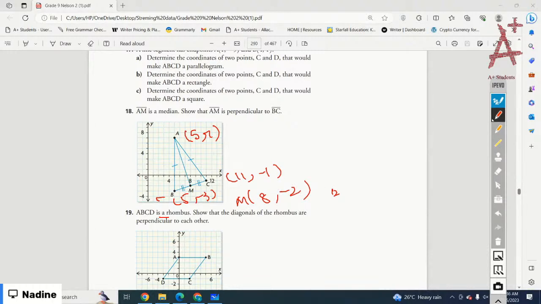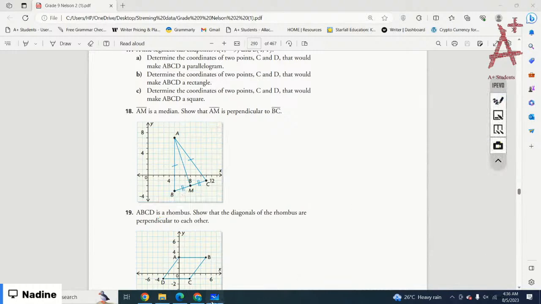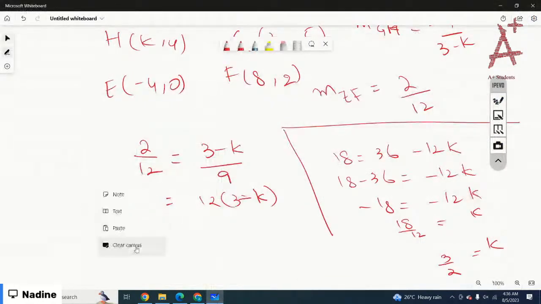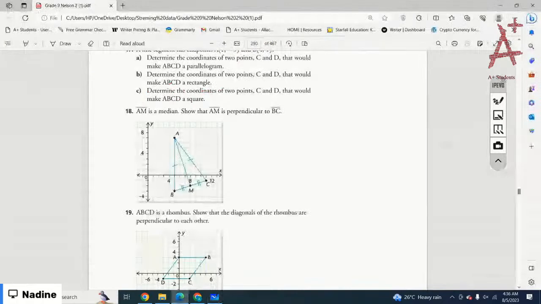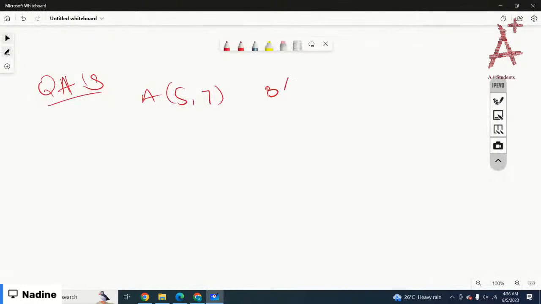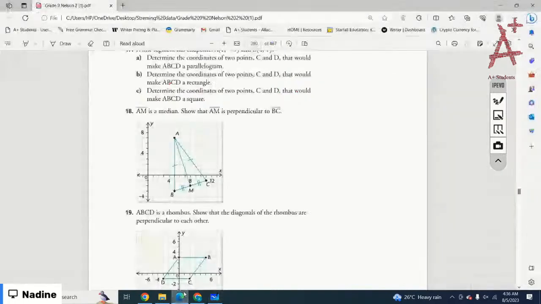A is 5, 7. Let me just write them down on board. A is 5, 7. B is 5, negative 3. C is 11, negative 1. And for M, it is 8, negative 2, right?